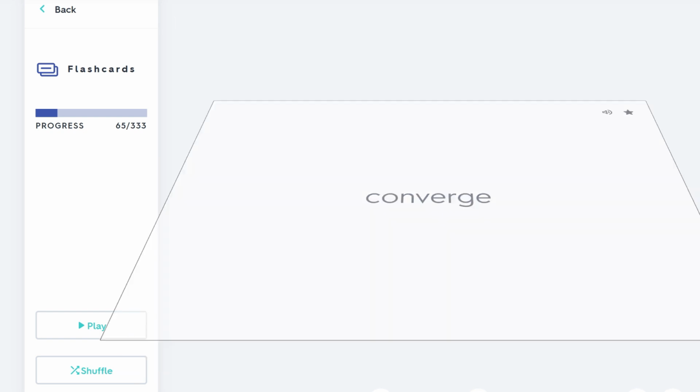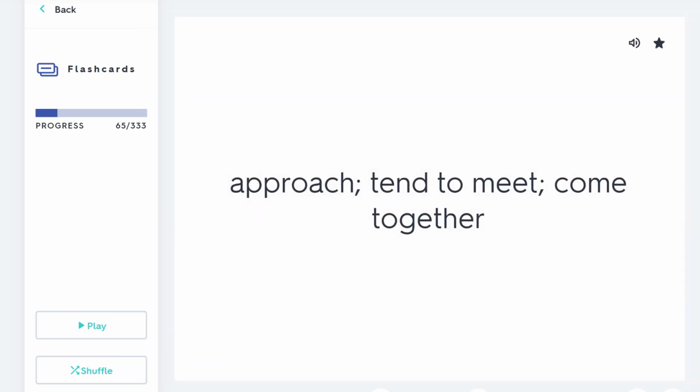Converge. Approach, tend to meet, come together. Their paths converged on the steps of the church. They came together. Let's converge on a shared approach to this problem. Converge.